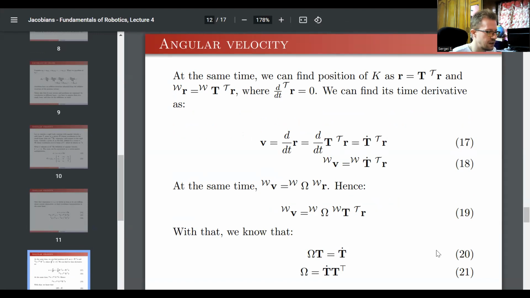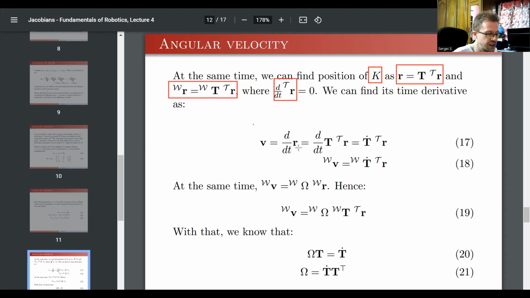Okay, so let us note that the position of the point K can be given as this. We studied it before, right? Coordinates of R in T times T gives us coordinates of R. Or if you prefer coordinates only, then coordinates of R in T times T expressed in omega gives us R expressed in omega. Okay, good. So we have a position of R given this way. And we remember that the time derivative of R in T is 0 because R is stationary in T. So the change of position of R in T is 0.